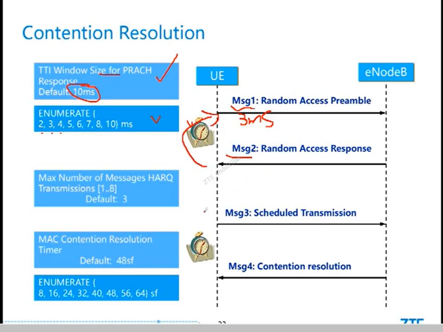Okay, and then is the message 3. For message 3 it is the same: I also do the timing of message 3, which is 48 SF. SF is the subframe, 1 millisecond, so it's 48 milliseconds. It has the same meaning as for the message 1.